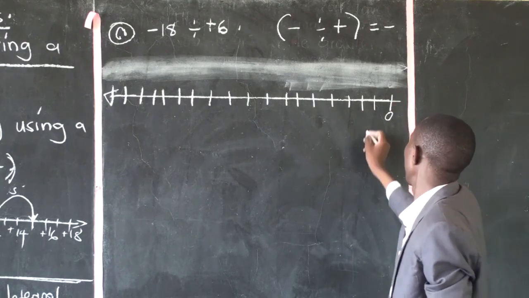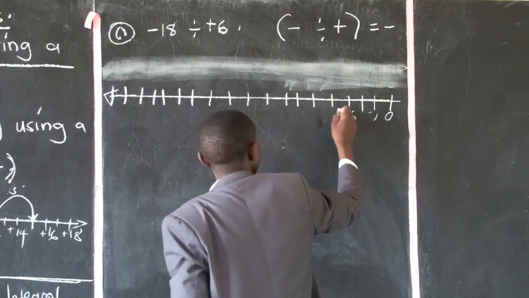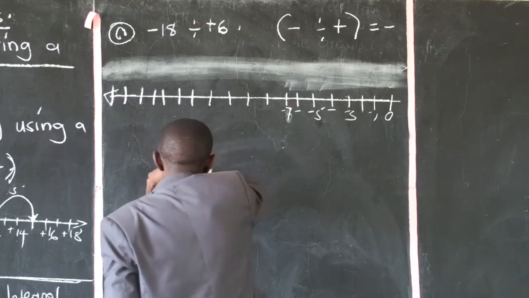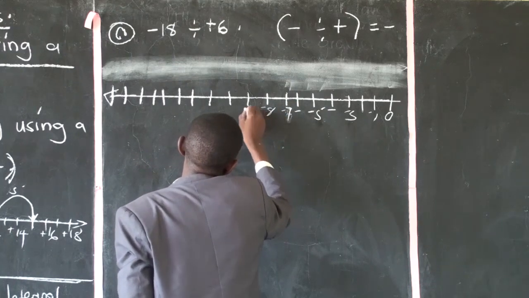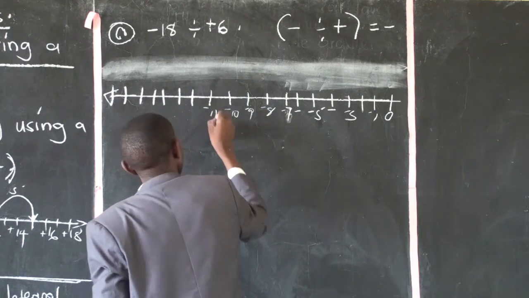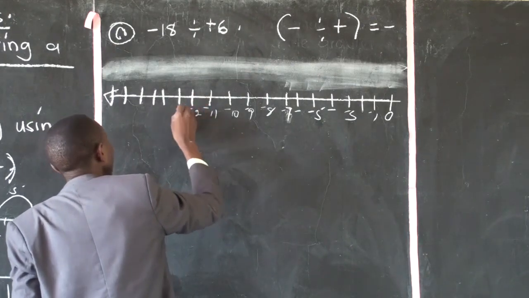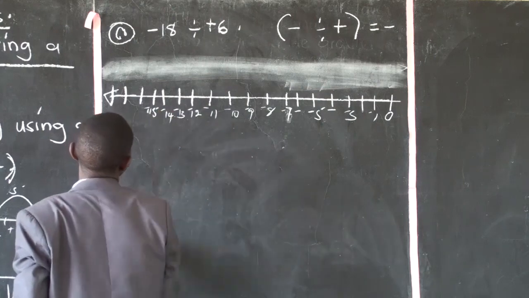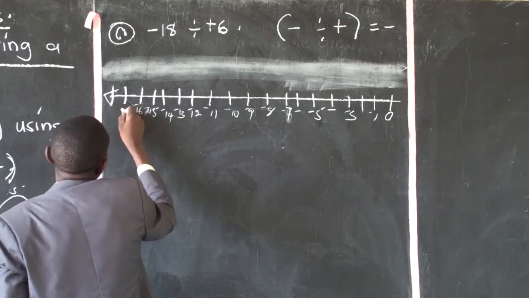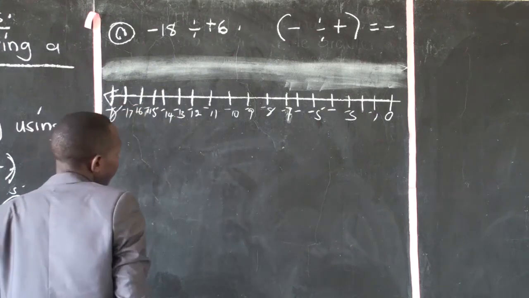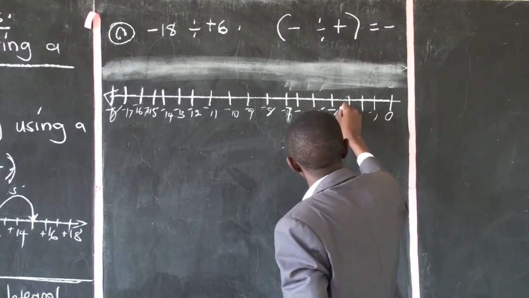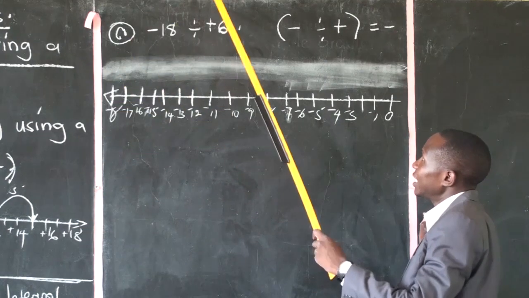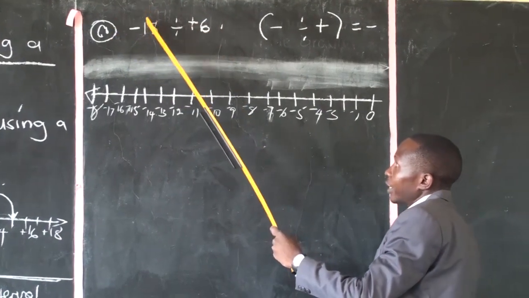So we'll say 0, negative 1, negative 2, negative 3, negative 4, negative 5, negative 6, negative 7, negative 8, negative 9, negative 10, negative 11, negative 12, negative 13, negative 14, negative 15, negative 16, negative 17, negative 18. So I want us to look at this. We are going to make integers of 6 coming to the side of negative.